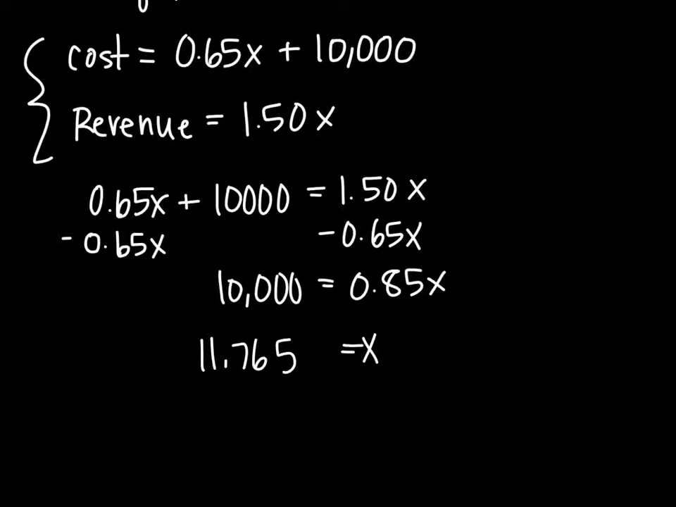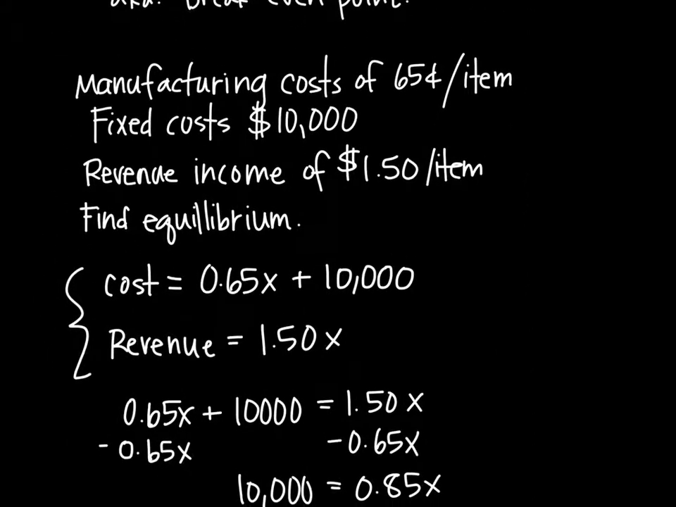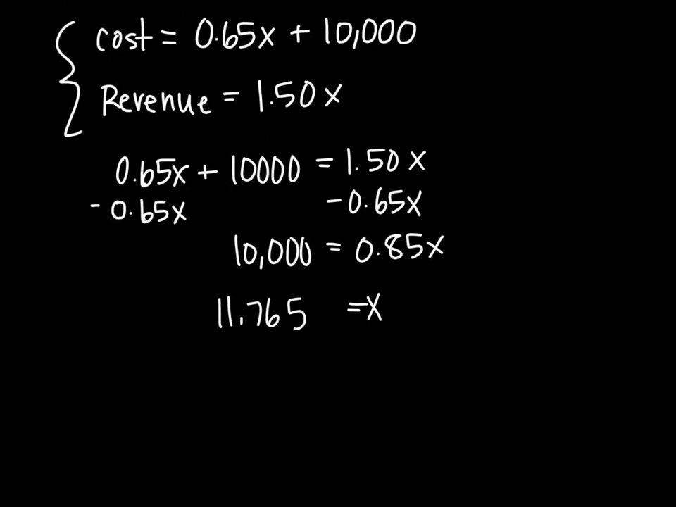Okay, well, what did x stand for? Let's look back here. Why did we put the x there? X stands for the item, and so this is the item. So what does that mean? Oh, you need to make and sell 11,765 of your item, whatever you're selling, bath bombs, you're making them in your kitchen or something, I don't know, chocolate covered pretzels, whatever you are selling, just to break even. That is equilibrium.